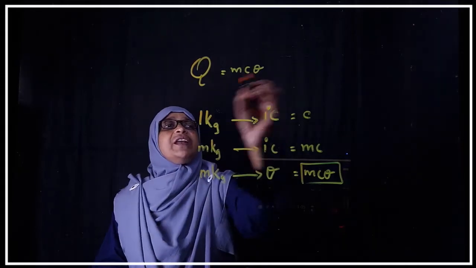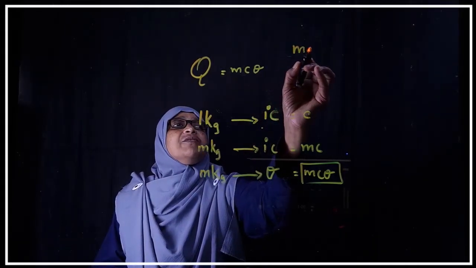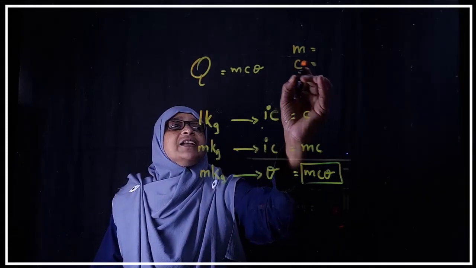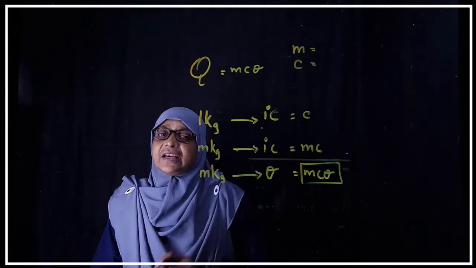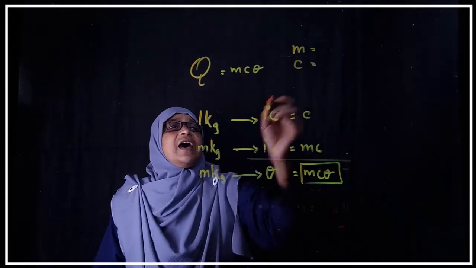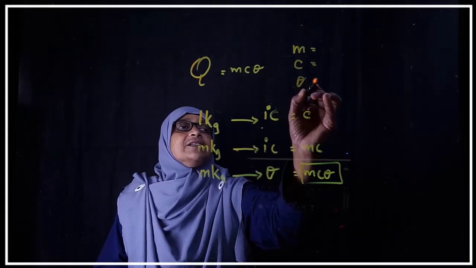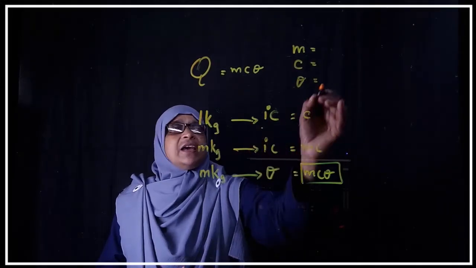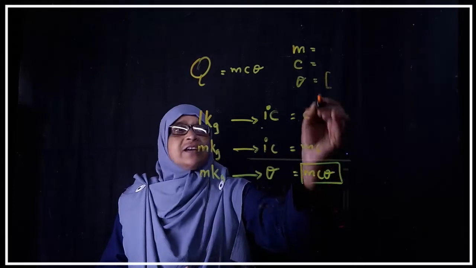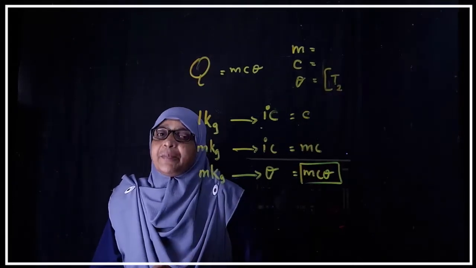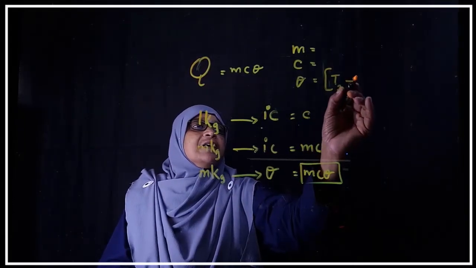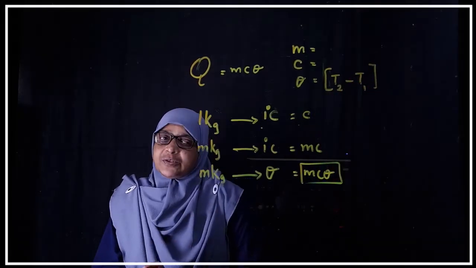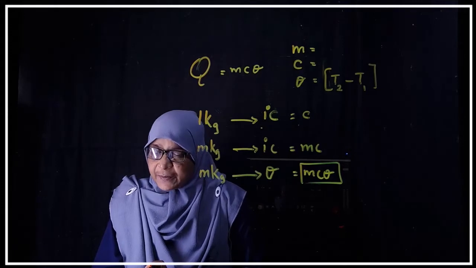So, we need the mass of the given substance, the specific heat capacity of the given substance, and the temperature change. This temperature change can be obtained by final temperature minus initial temperature, T2 minus T1.